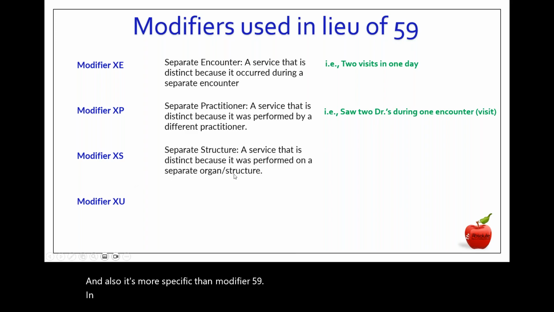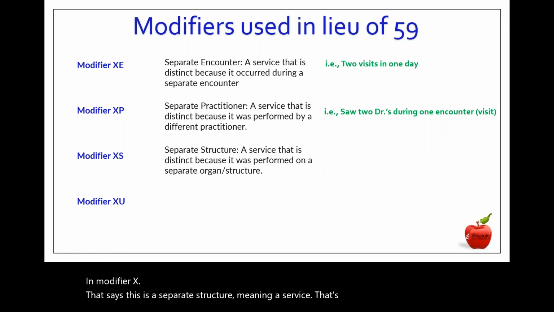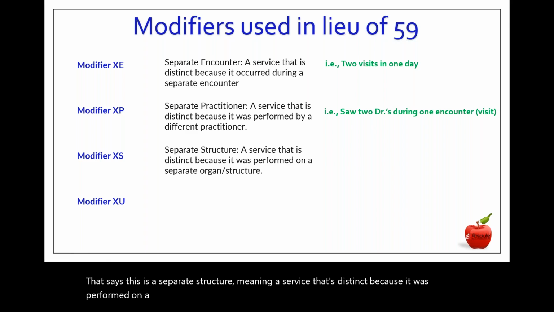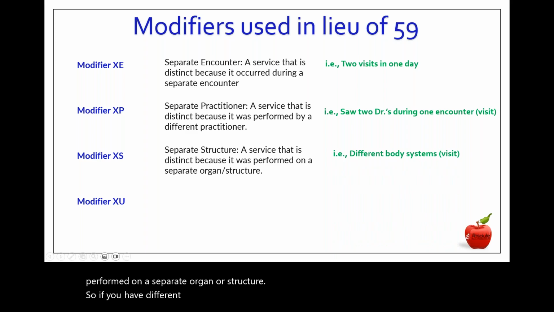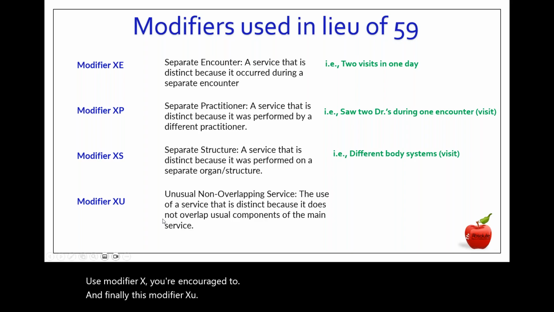Modifier XS says this is a separate structure, meaning a service that's distinct because it was performed on a separate organ or structure. So if you have different body systems, use modifier XS. You're encouraged to. And finally, modifier XU is used for unusual, non-overlapping service.